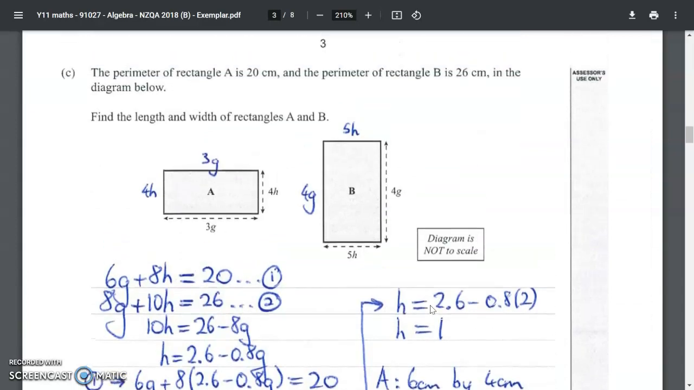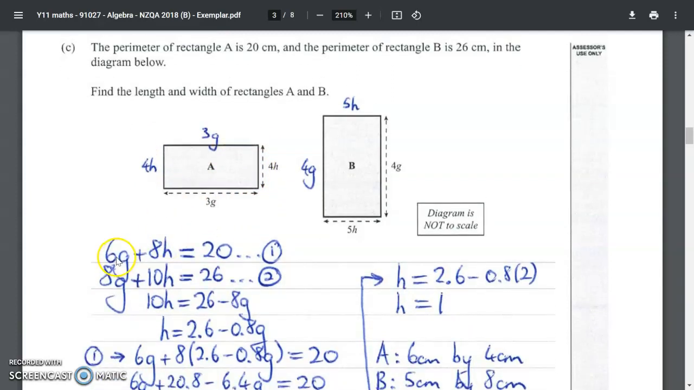Next question is a simultaneous equations question. The rectangle on the left has a perimeter of 6g plus 8h, 3g plus 3g plus 4h plus 4h, and that adds to 20. So one equation is 6g plus 8h equals 20. Second rectangle, we've got 8g plus 10h equals 26. That's the perimeter of the second rectangle.